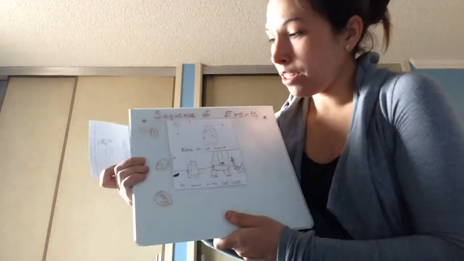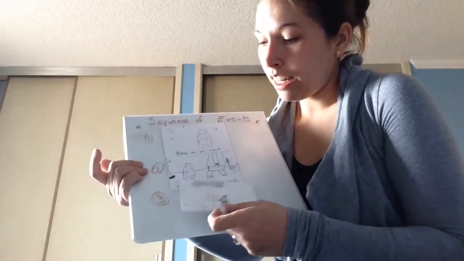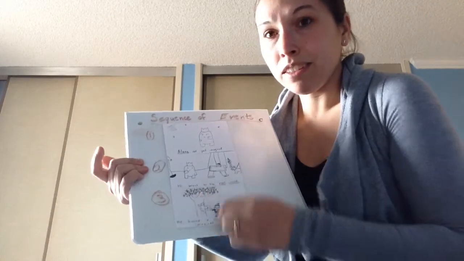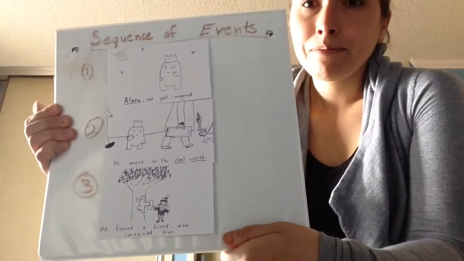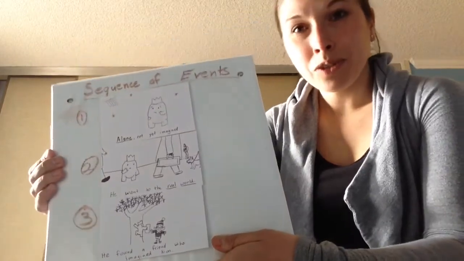It helps our story make sense to understand what happened first, and then what happened later. So we would say that first he was not yet imagined, then he went to the real world, and in the end, he found his friend. That's a sequence of events for this story. So if you're ever having trouble understanding a story that you're reading, try to think about, well, what happened first? And does that help me understand what's happening now in my story or at the end? And that can help you understand what you're reading.